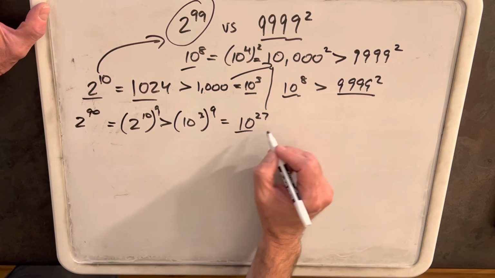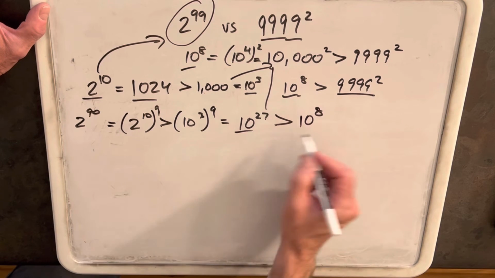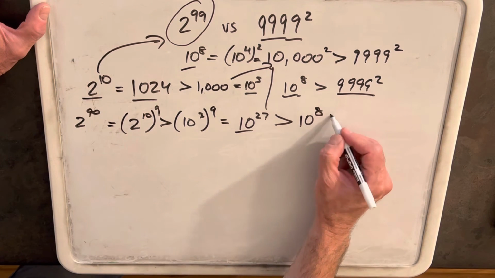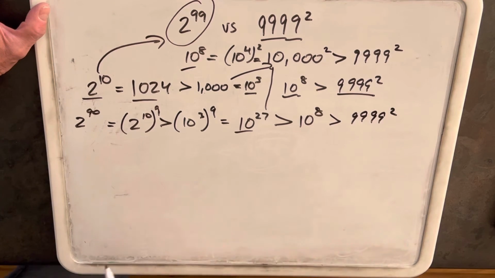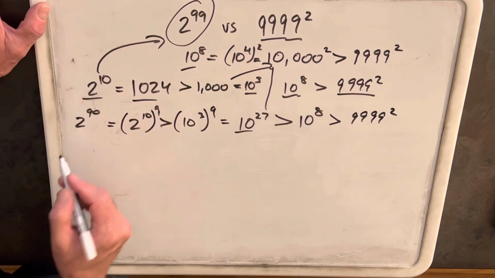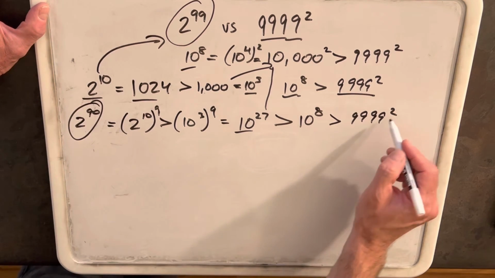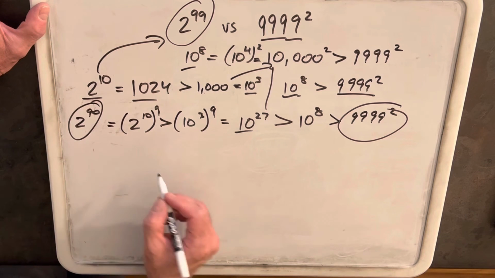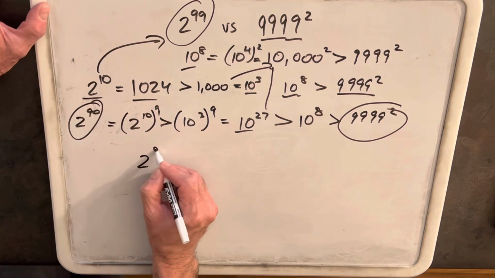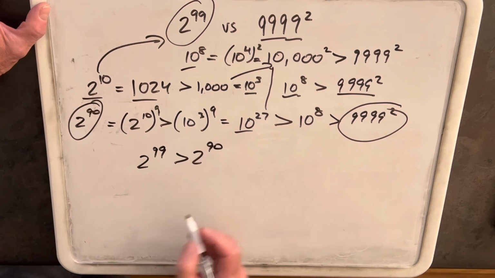But 10 to the 27th is clearly larger than 10 to the 8th, right? That's way larger. And 10 to the 8th is larger than 9999 squared. So right from this, without even going all the way to 99, we can see that 2 to the 90th is actually way larger than 9999 squared. And then we also know, I ran out of space, but obviously 2 to the 99th is greater than 2 to the 90th.